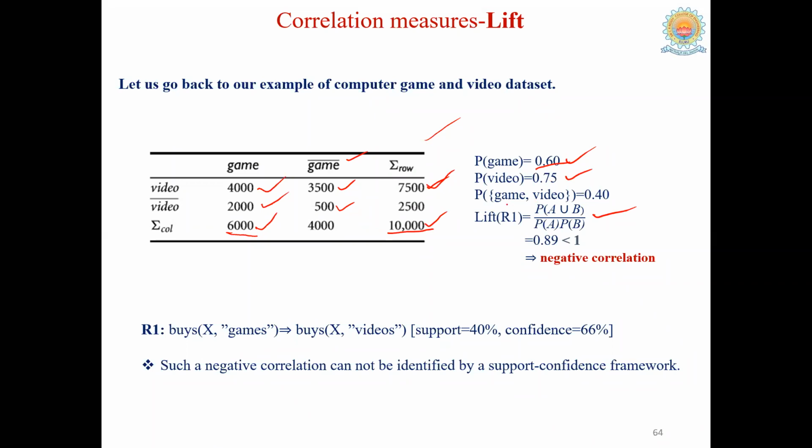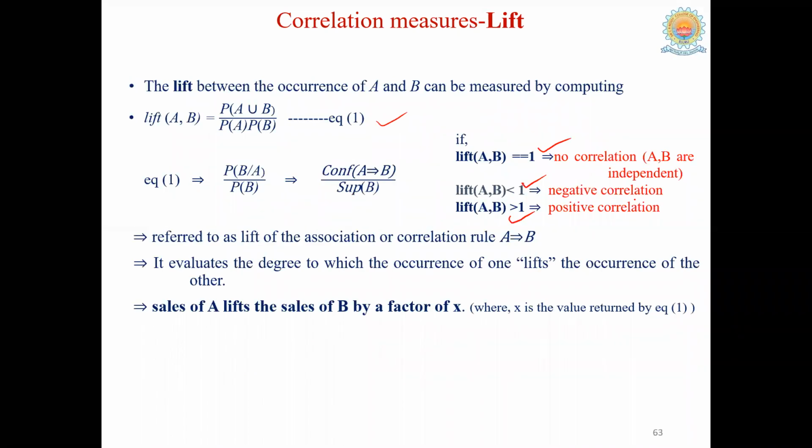And the probability of purchasing both games and videos is this figure. The probability of purchasing both games and videos is 4,000 by 10,000, which is nothing but 0.40. And by substituting all the values here, you can get the lift value as 0.89, which is less than 1. As we have seen previously, if the lift value is less than 1, there exists a negative correlation among the items.